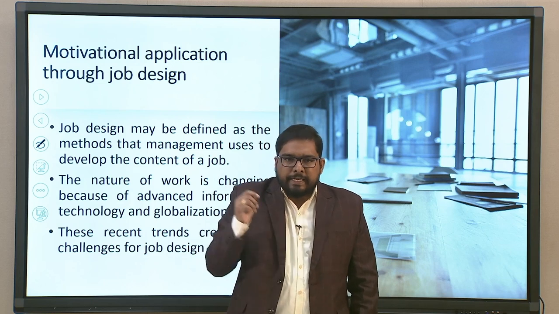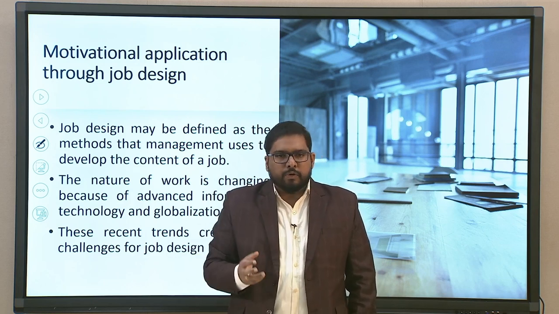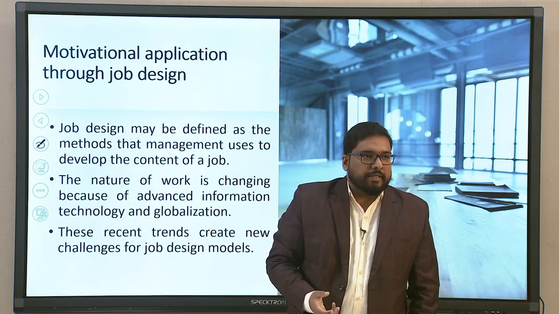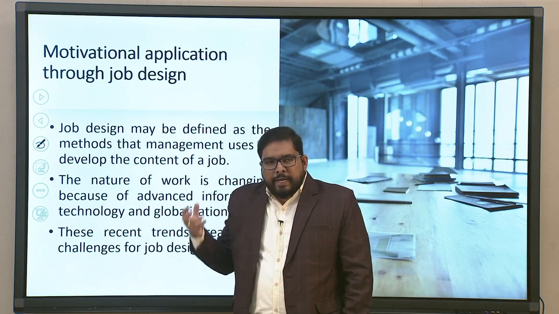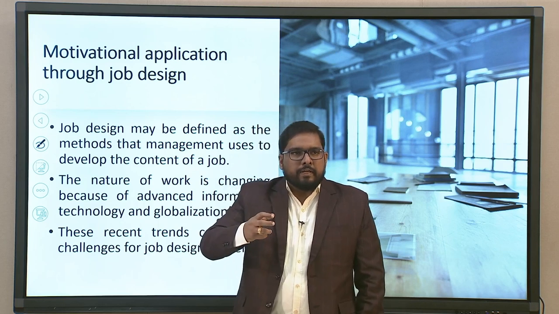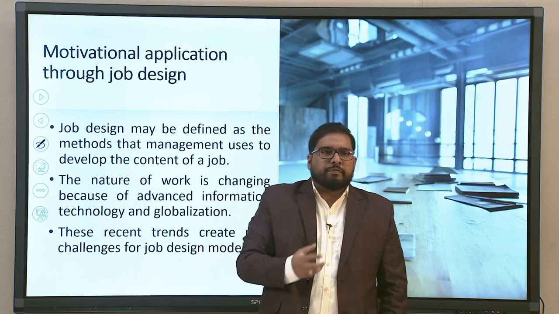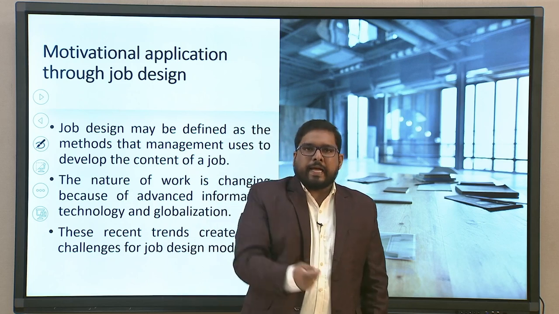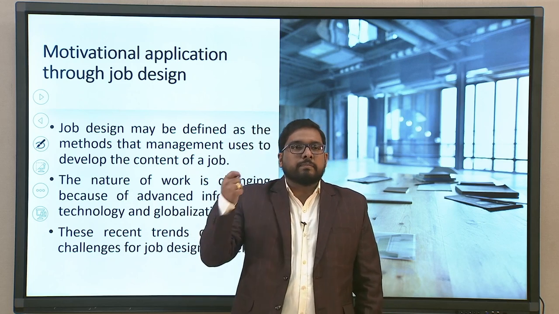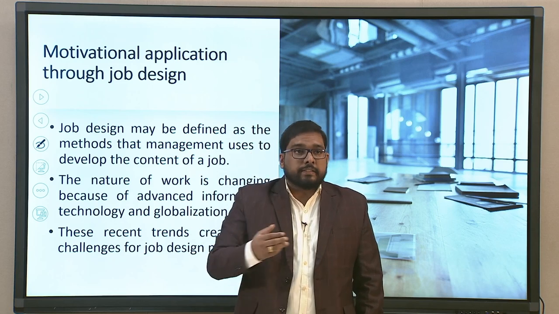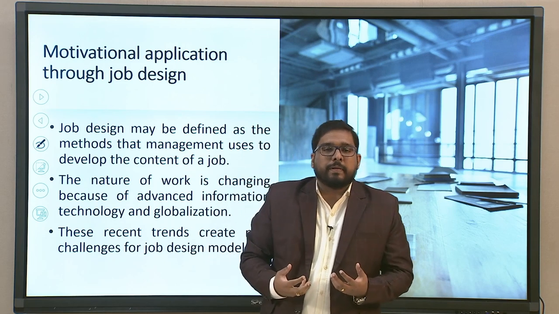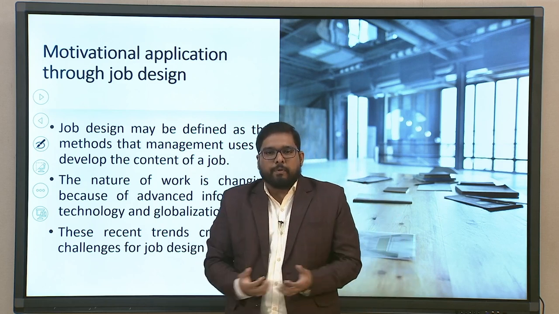Based on that, the nature of work is changing. We all know that because of advanced information technology and globalization, when you are looking at a situation where there is a rapid change in terms of technology, in terms of the business environment, in terms of the transactions and the mode of transactions happening across, there could be a possibility that the job design has to get modified.